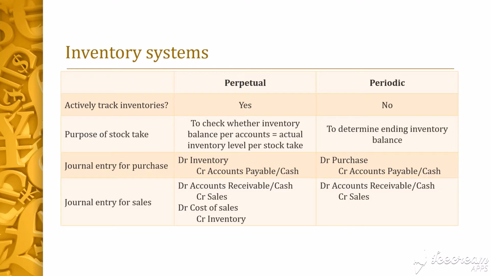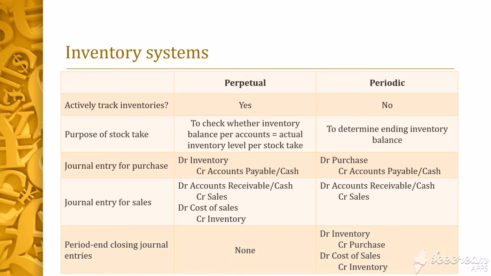The perpetual inventory system does not involve any period end closing entries, since the inventories are actively tracked. The periodic system, however, will debit inventory and credit purchase to zero off the purchase account. Next, it will debit cost of sales and credit inventory to reduce the inventory level to the ending balance determined in the stocktake. By now, I suppose you realize that I have been using the perpetual inventory system all this while in my videos.